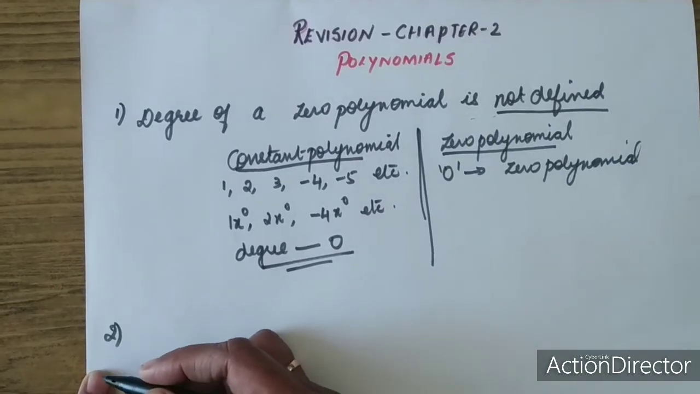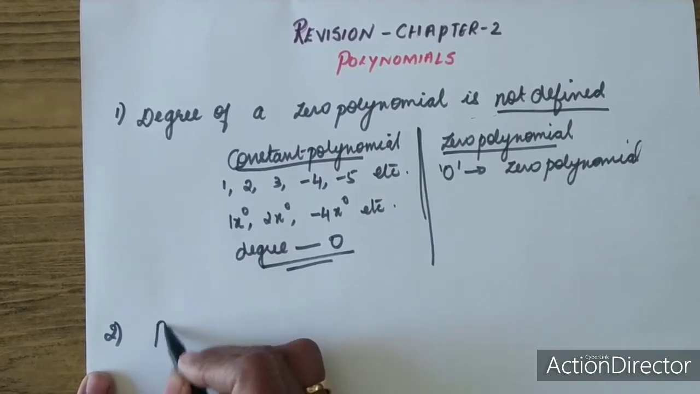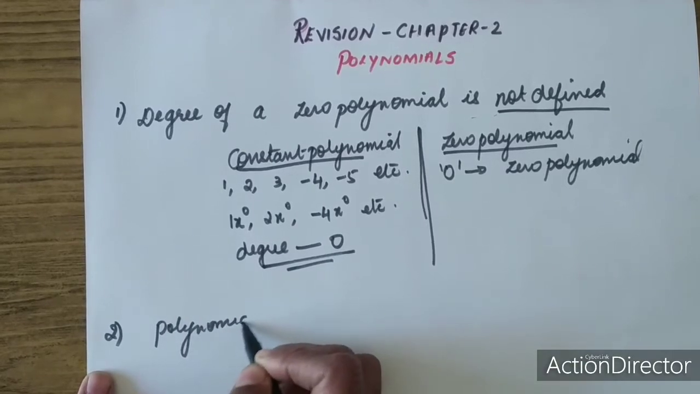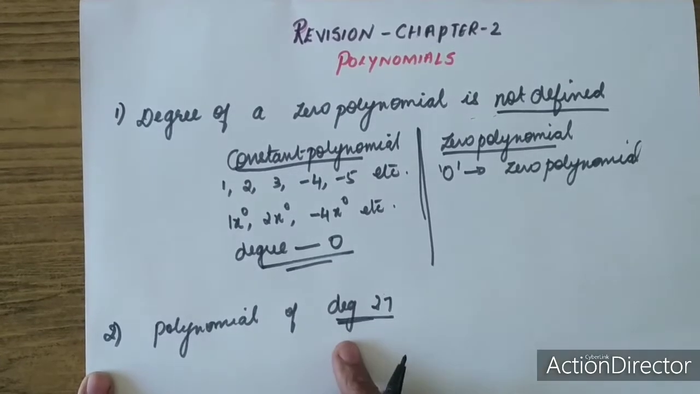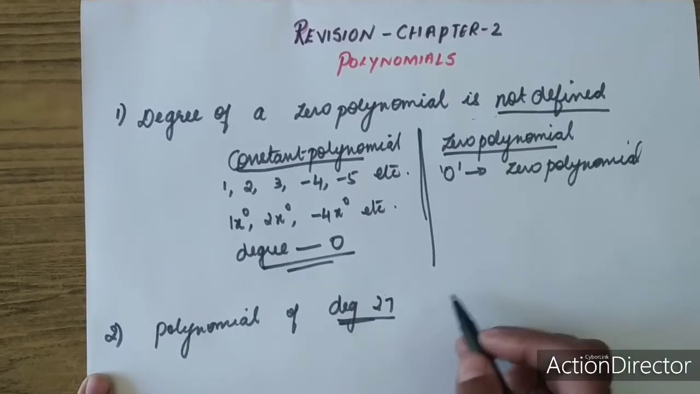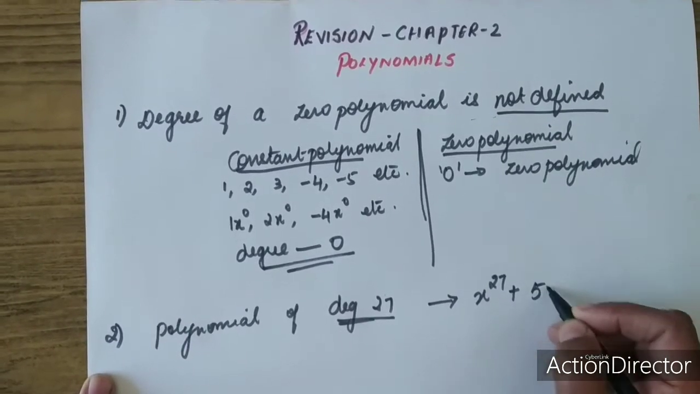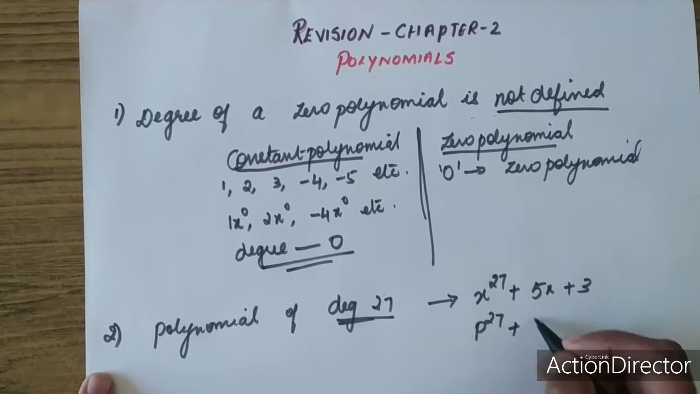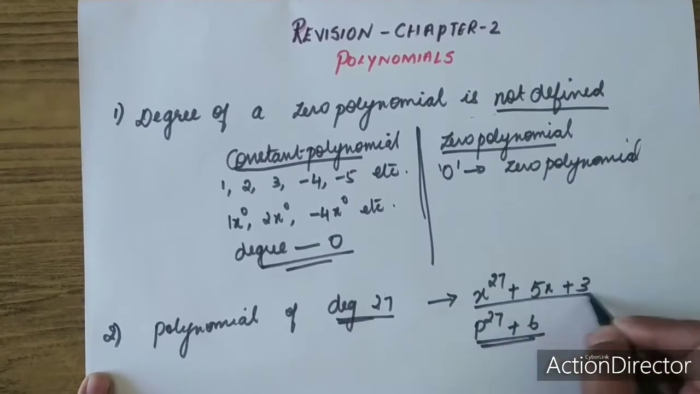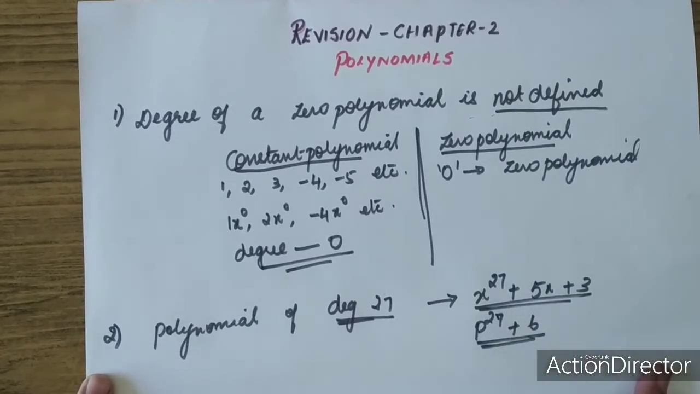Second, give an example of a polynomial of degree 27. So you are asked to give an example of a polynomial of degree 27. What do you mean by degree? Degree is the highest power of the variable. So I can give the example as x power 27 plus 5x plus 3, or you can write it as p power 27 plus 6 also. Anything you can write, provided the highest degree of the variable is equal to 27.